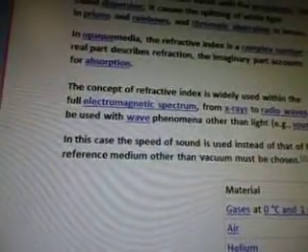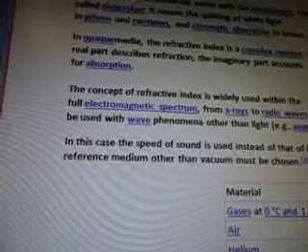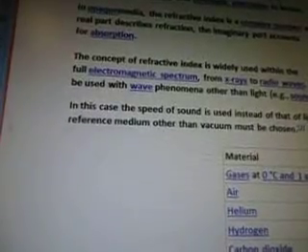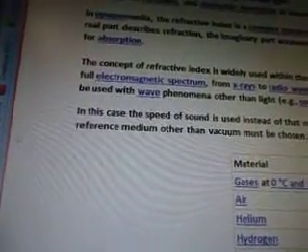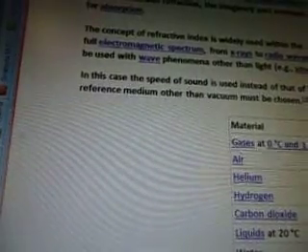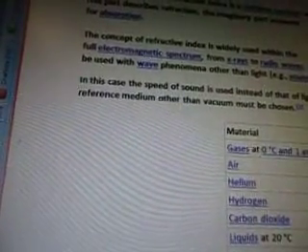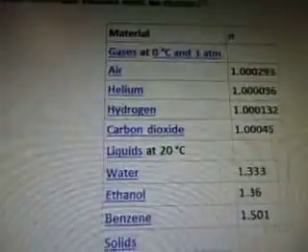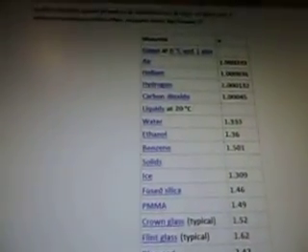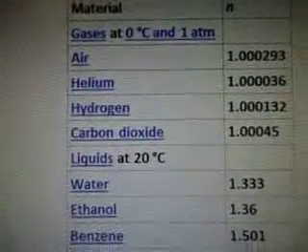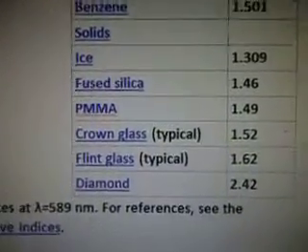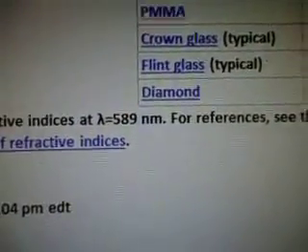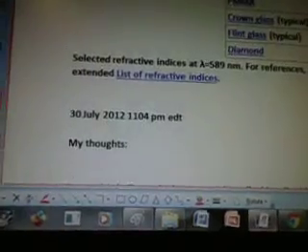The concept of refractive index is widely used within the full electromagnetic spectrum, from X-rays to radio waves. It can also be used with wave phenomena other than light, like sound. In this case, the speed of sound is used instead of that of light, and a reference medium other than vacuum must be chosen. So for material, gases are at 0 degrees Celsius and one atmosphere, and then it's got air, helium, hydrogen. Well, I'll just let you read it there. See? It's got all these different equations for stuff. Okay. So it says selected refractive indices at λ equals 589 nm. For references, see the extended list of refractive indices.